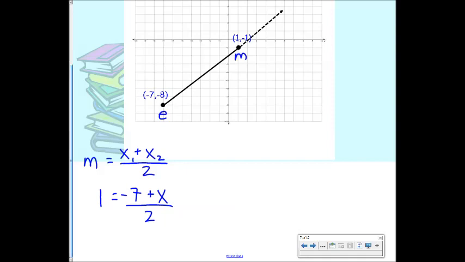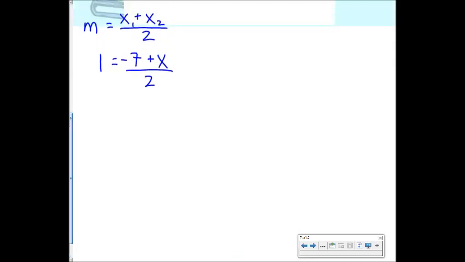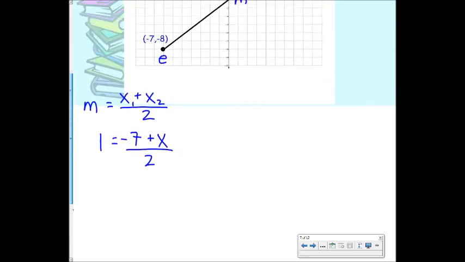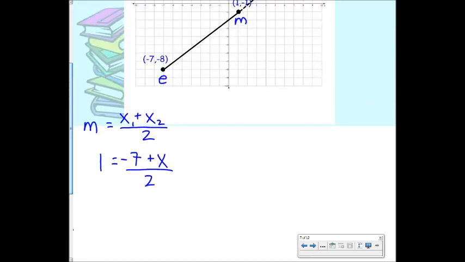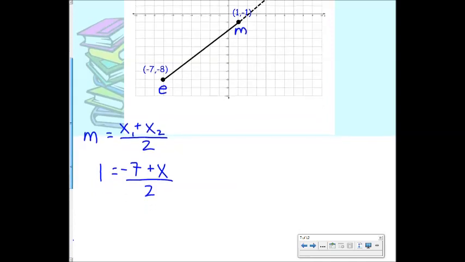Okay, so the x values, this was our endpoint, so it's -7. And then the midpoint, the x value was 1, so it's 1 down here. Does that make sense? Yeah? Okay, so then how would I get x by itself here? I can't add 7 yet. I'm going to have to add 7, but I can't do that first.